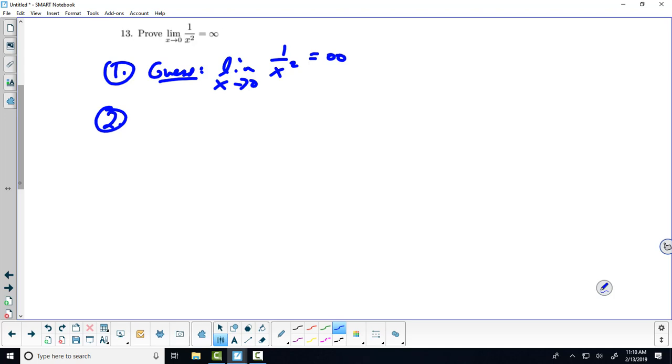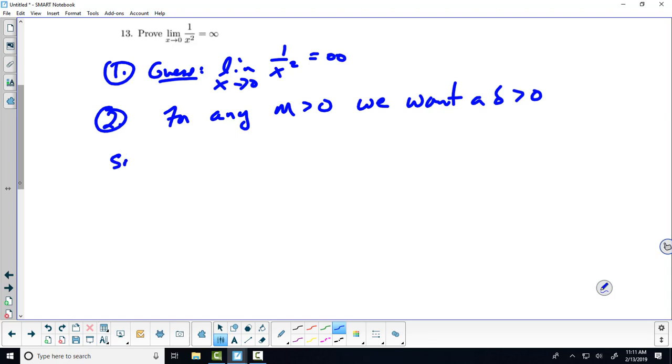Okay? This one's not going to be quite as precise, and I'm not going to ask you to prove these. Okay? For any M greater than 0, we want a delta greater than 0 so that we can make the absolute value of 1 over x squared bigger than M. Okay? So what I'm saying here is give me a big number like 1 billion. I can show you that I can make this expression bigger than 1 billion, provided we get this close to our limit value. Okay?